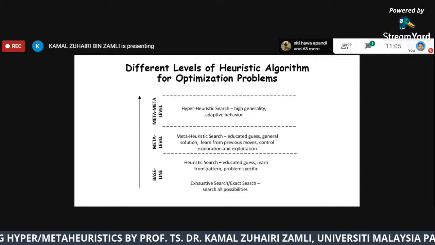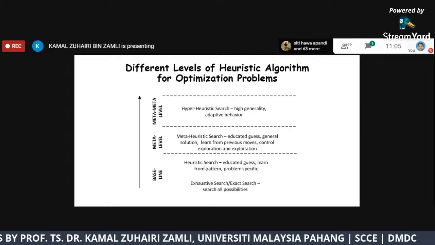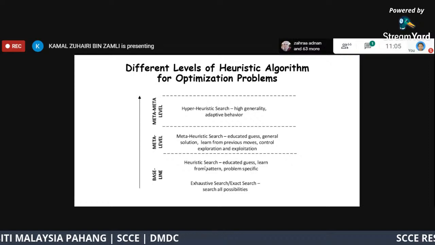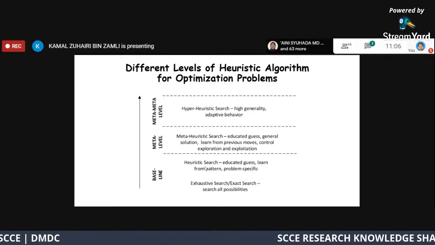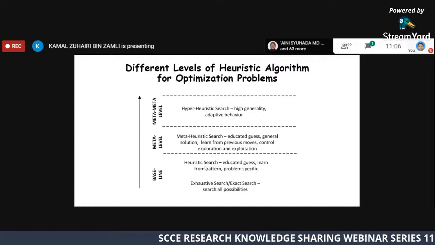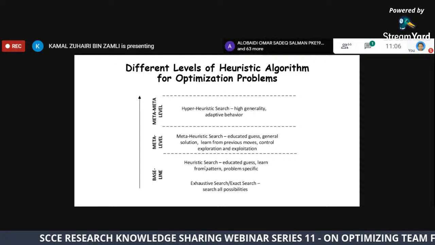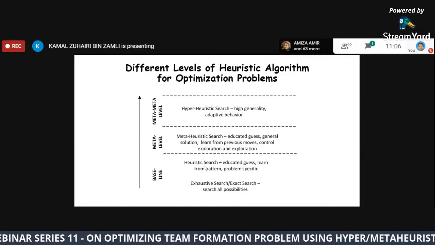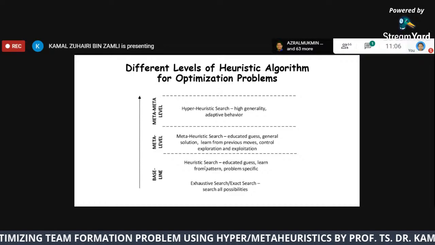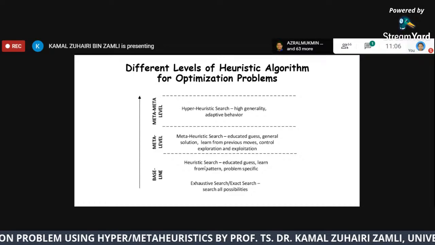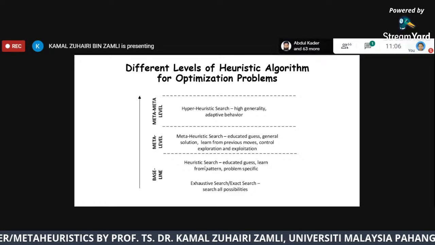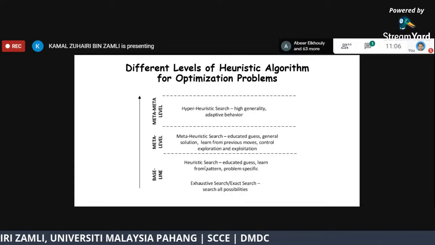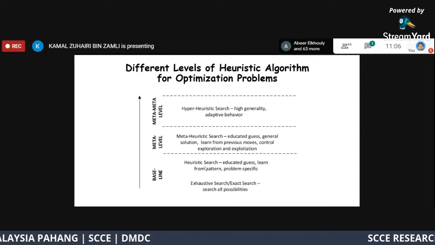Sometimes if you do heuristic search, you cannot be sure, because maybe on that day nobody wears the Unimap shirt, so you cannot find anyone. So educated guess is sometimes problem specific and difficult to use. That's why people came up with meta-heuristic. Meta-heuristic is an educated guess, but you learn from previous moves, and you also control exploration. It's much better than heuristic search. So meta-heuristics are more general than heuristic search and educated guesses.